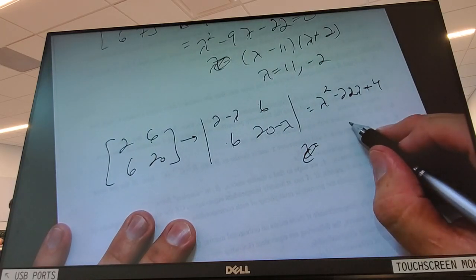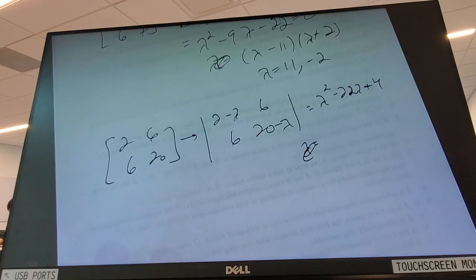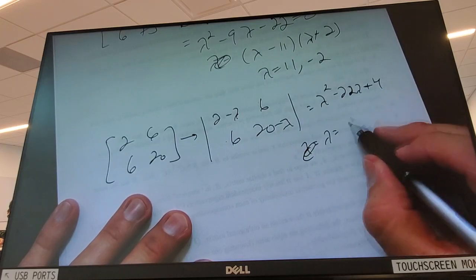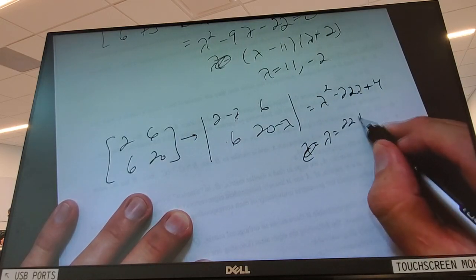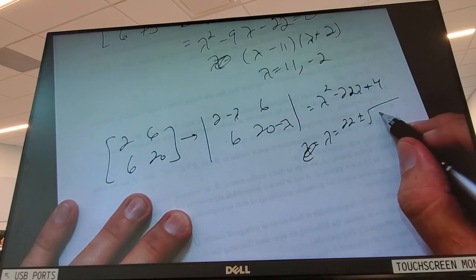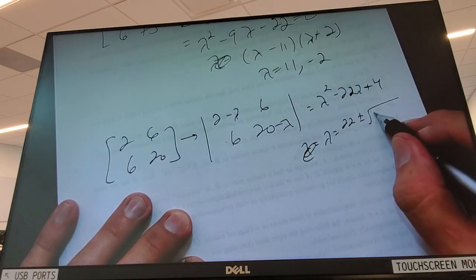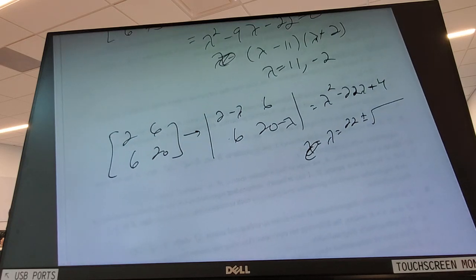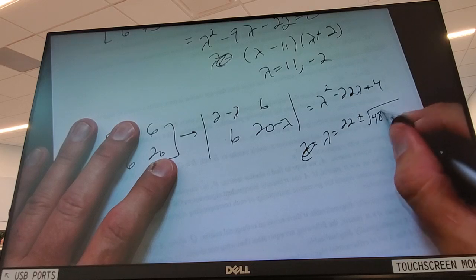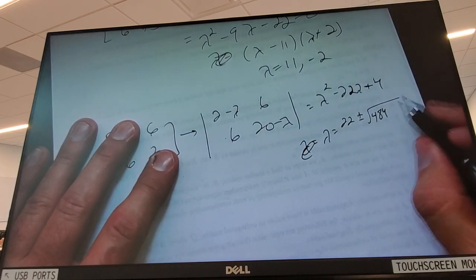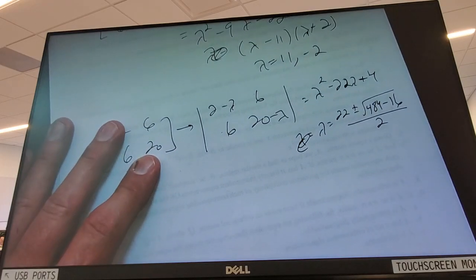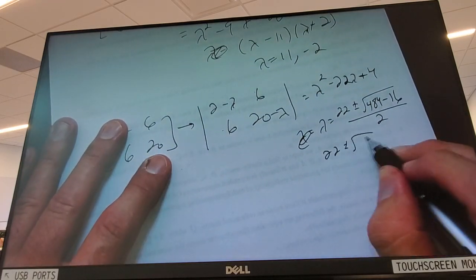That didn't come out the way I thought it would. If I do the quadratic formula, I get negative b plus or minus the square root of b squared, what is that? 484. Thank you, I didn't add 440 twice. Minus 4ac, all divided by twice a. So 22 plus or minus the square root of 4.